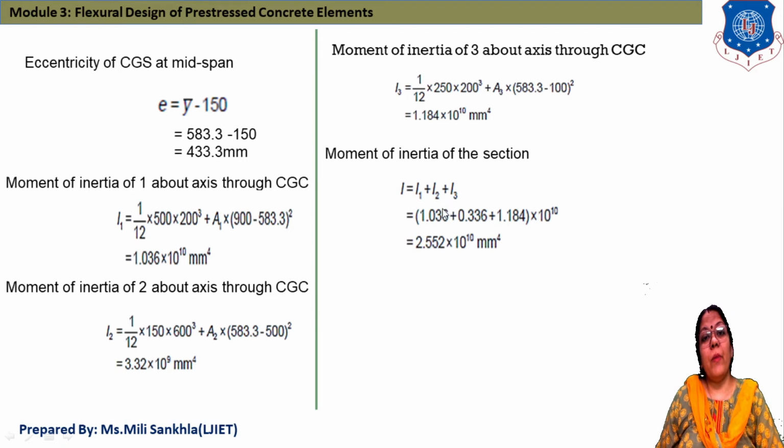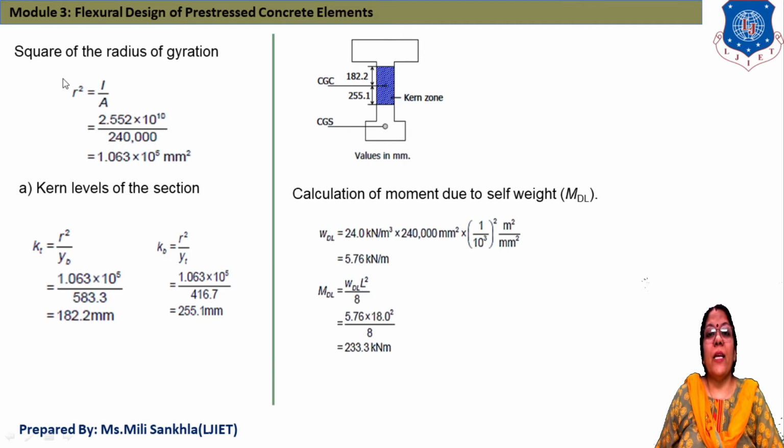Now we make the summation of the three inertias, part 1, part 2 and part 3. My final answer for the moment of inertia of this I section is 2.55 into 10 raised to 10 mm raised to 4. Now next we find the radius of gyration.